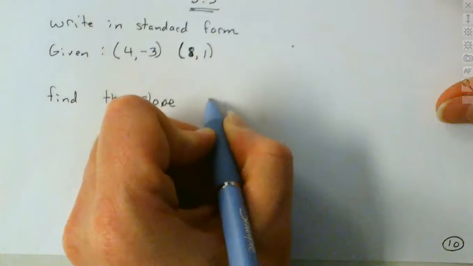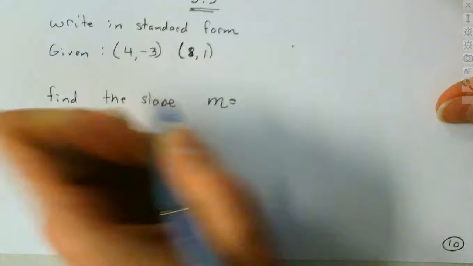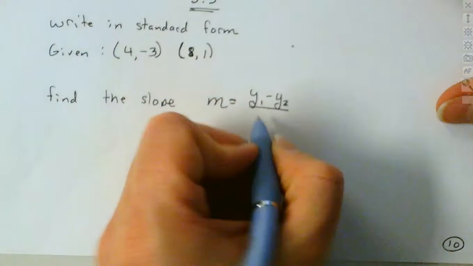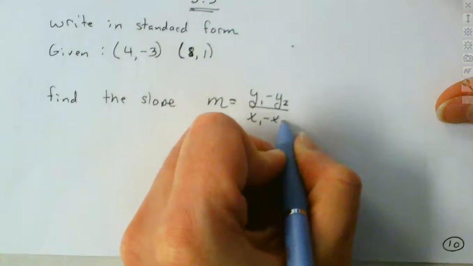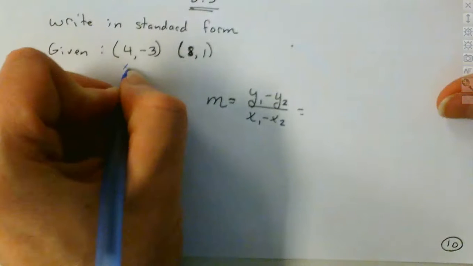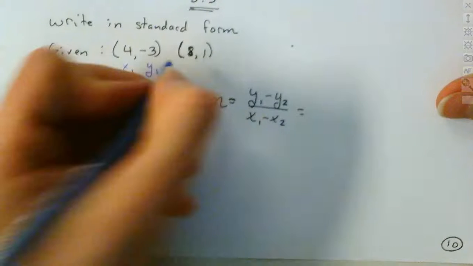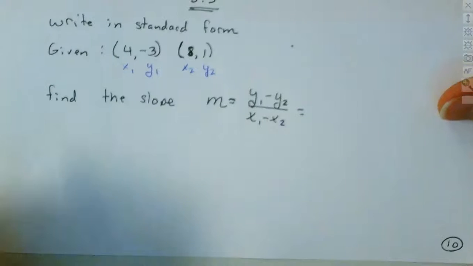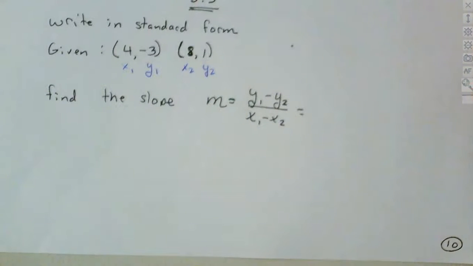I always like to write up our formula. So m equals y1 minus y2 over x1 minus x2. We label our ordered pairs x1, y1, x2, y2. We plug our values in. Now be very careful about double negatives. If we have any, you've got to be very careful about those. I don't think this one has any, but later questions might.